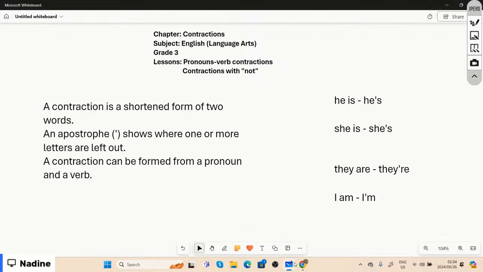And then the lessons that we're going to be focusing on under the chapter of contractions are pronoun-verb agreement, pronoun-verb contractions.